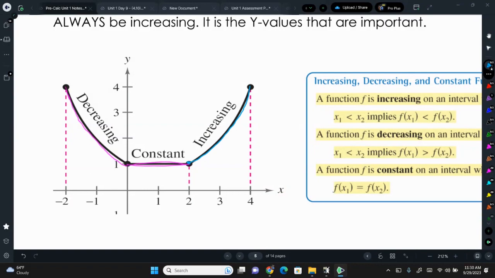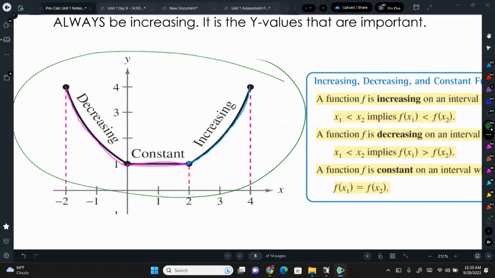That's different than saying we have positive y values. If we look at this whole graph, the y values are all positive. Our smallest y value is 1, and our biggest y value is 4. So every y value in this graph is positive, but we have a decreasing section, a constant section, and an increasing one. I know it doesn't seem like it, but from my experience, it is an easy thing for students to mix up the difference between decreasing and having positive y values.